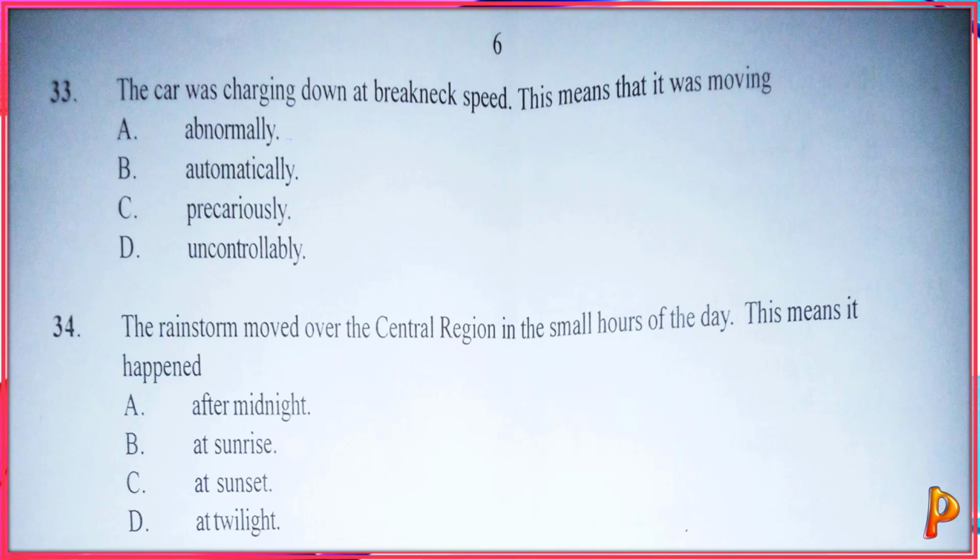Question 34. The rainstorm moved over the central region in the small hours of the day. This means it happened A. after midday, B. at sunrise, C. at sunset, D. at twilight. The correct answer to this question is answer space B. The rainstorm moved over the central region in the small hours of the day. This means it happened at sunrise.